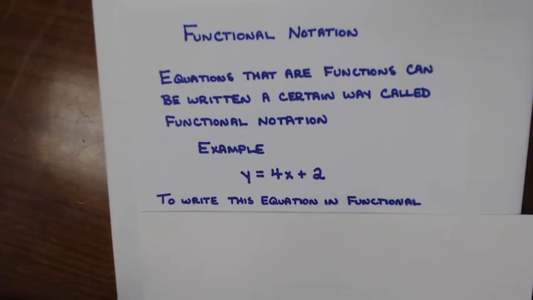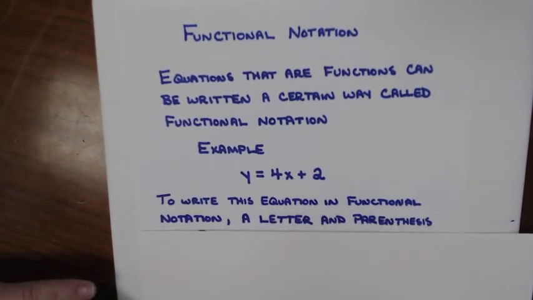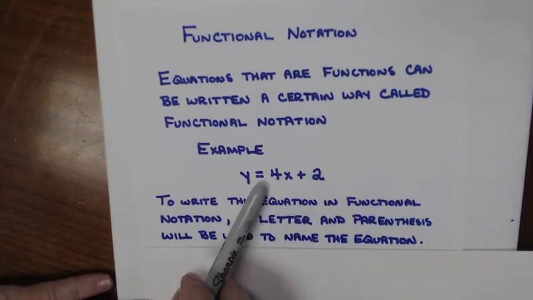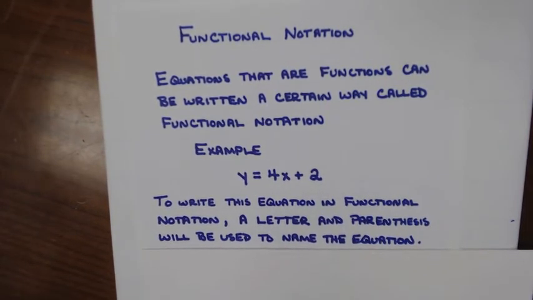To write this equation in functional notation, a letter and parentheses will be used to name the equation. We're going to use just one letter to name this entire equation up here, and it doesn't matter what letter it is. A lot of times they're going to use the letter F because that means it's a function. Sometimes they'll use the letter H, sometimes the letter G. But they use one letter so that you can distinguish between the different equations and see which one they want you to use.